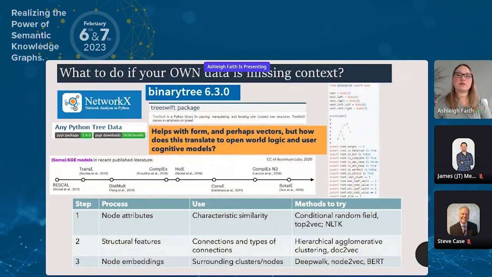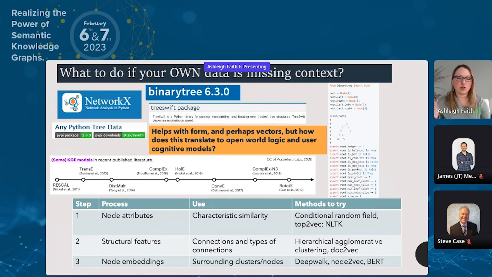So what to do if your own data is missing context. So there's quite a few things on here related to machine learning. So if you are not a machine learning person, take a screenshot of this and give it to your machine learning people because they'll understand what a lot of this is.